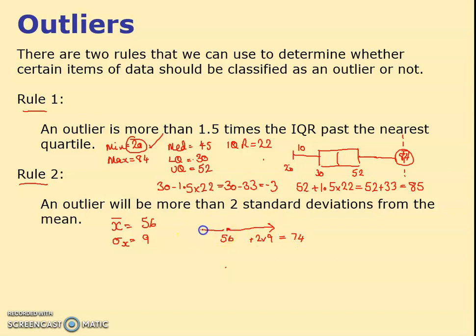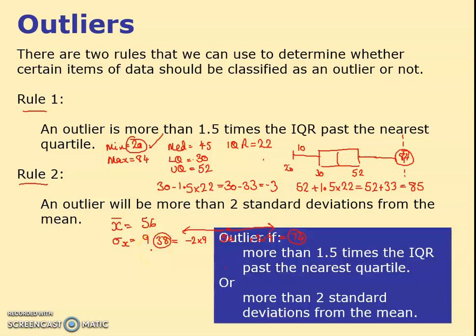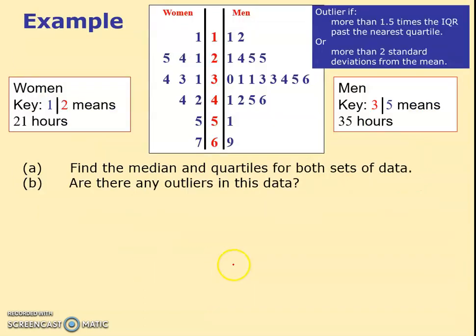And if I take away 2 lots of that, I minus 2 times 9, that's minus 18. And that would give me, what would it give me? 18 off that would be 38. So if I had numbers bigger than 74 or less than 38, I would say, I think I've got an outlier. And if they're not, they're not. Well, let's have a look at some questions. That's probably the best way. And I'm going to keep on putting this rule up every time we do some questions.